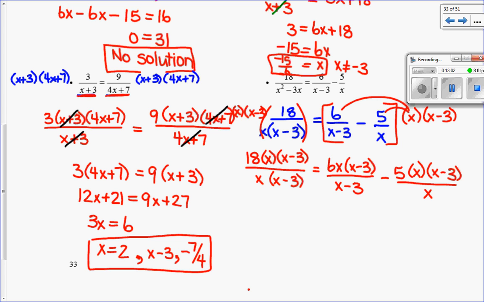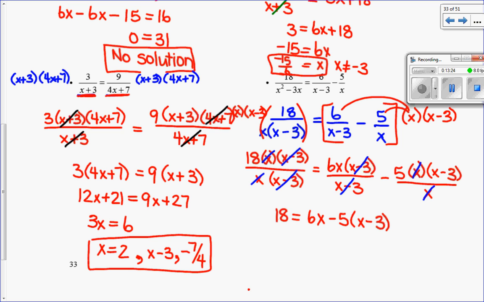Now I can see that my x cancels, my x minus 3 cancels. This x minus 3 cancels this x minus 3. This x cancels this x. So I'm going to be left with 18 equals 6x minus 5 times x minus 3.